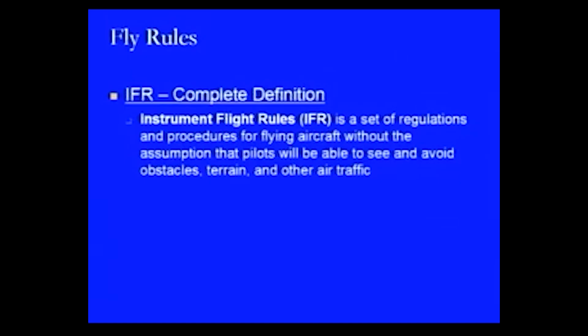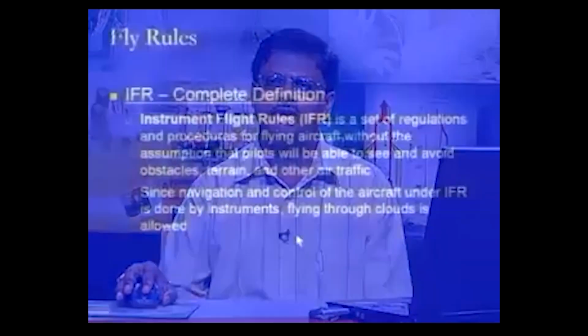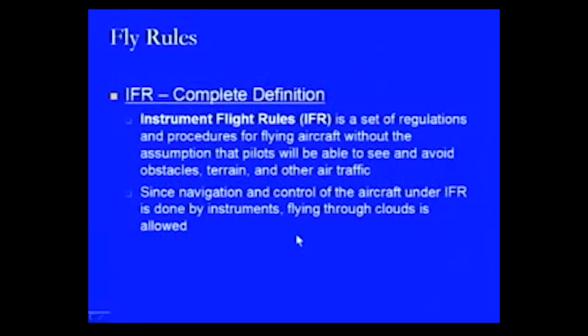In the case of IFR, the complete definition is something like this: the instrument flight rules are a set of regulations and procedures for flying aircraft without the assumption that pilots will be able to see and avoid obstacles, terrain and other air traffic. We are not assuming that the pilots will be able to do all these things, and therefore instruments are required. Since navigation and control of the aircraft under IFR is done by instruments, flying through clouds is allowed.